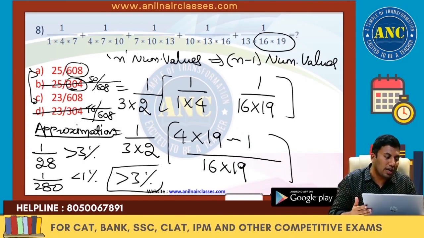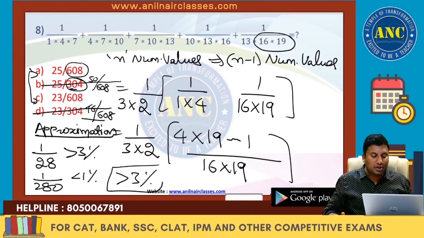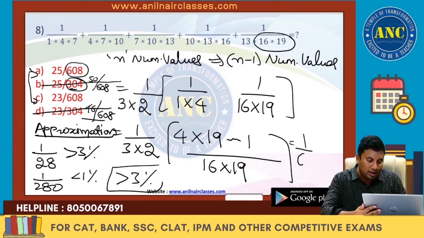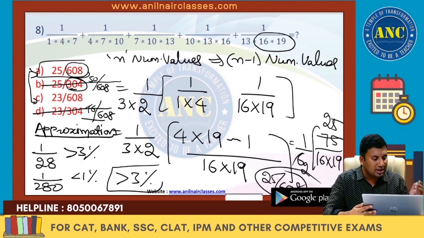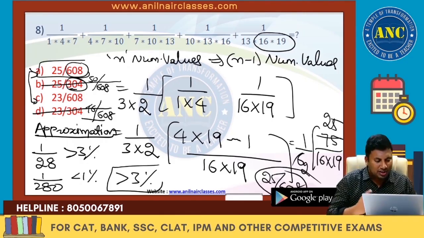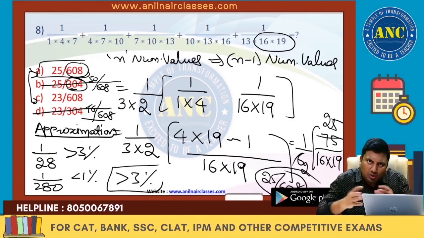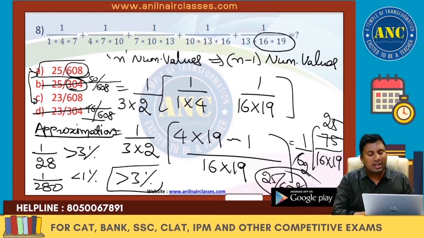So two options you are able to eliminate because of this option saving approach. These are nothing but 1 by 6 into 75 by 16 into 19. 25 by 608. I hope it is clear, right? So greater than 3%. 23 by 608 is just less than 4%. The smaller values will come together and it is becoming just greater than 4%. I hope you are able to eliminate.